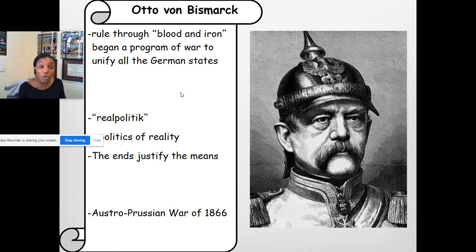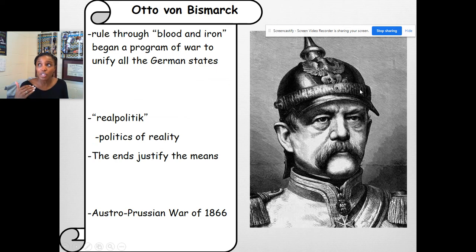This is Bismarck's program to unify Germany, blood and iron. And he also uses this phrase called the realpolitik. And basically, he governs with the politics of reality, or sometimes the ends just justify the means. I'm going to do what I need to do. People may die. There may be some consequences, but the ends justify the means, and this is what's best for Germany. And we do get the Austro-Prussian War of 1866. It's the realpolitik. The ends justify the means. We're going to unite.